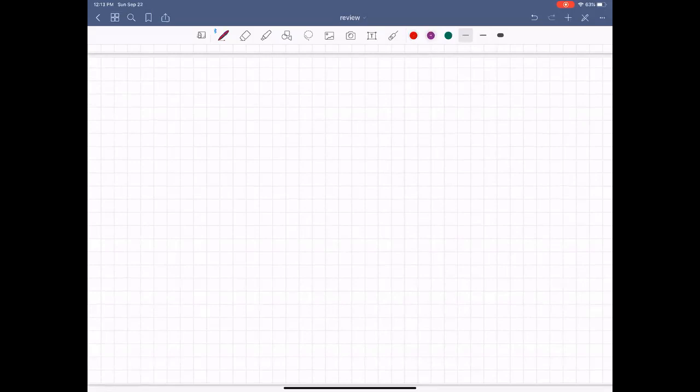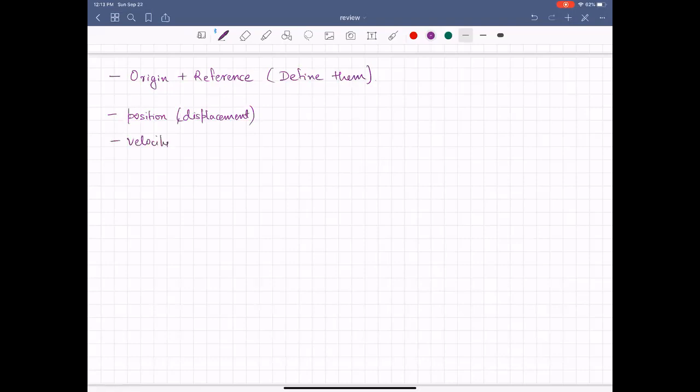To take it from the beginning, every time we're describing motion, we need to define an origin and reference frame. And once we have defined an origin and reference frame, then we can start describing the motion in terms of these 3 quantities: position or displacement, where displacement is nothing but the change in position, and velocity, which is just the rate at which the position changes.